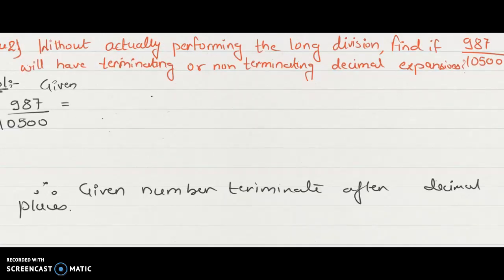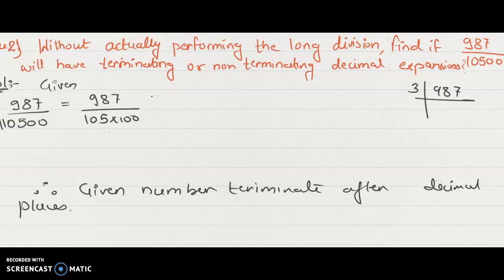Now let's see, without actually performing the long division, find if 987 divided by 10,500 will terminate or have a non-terminating decimal expansion. First of all, we will break the given numbers 987 and 10,500 into their factors. Can we write 10,500 like this, 105 into 100, because it contains two hundreds? So find out the factors of 987.